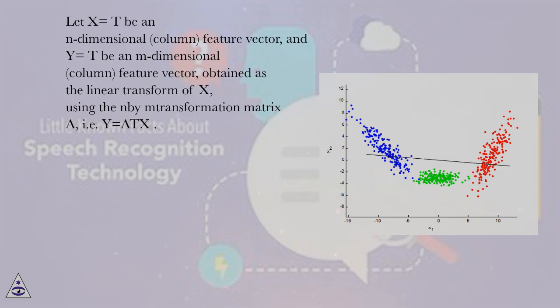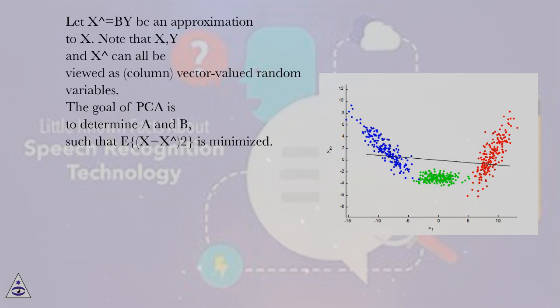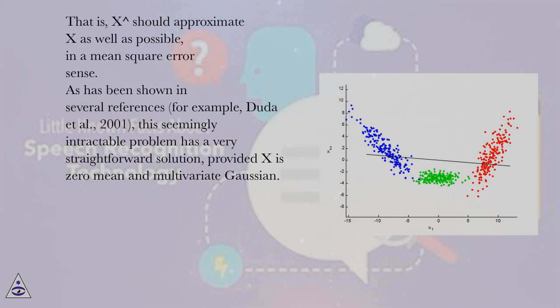Let x be an n-dimensional column feature vector, and y be an m-dimensional column feature vector, obtained as the linear transform of x, using the transformation matrix A, i.e., y = A^T x. Let x-hat = By be an approximation to x. Note that x, y and x-hat can all be viewed as column vector-valued random variables. The goal of PCA is to determine A and B such that E[||x - x-hat||^2] is minimized. That is, x-hat should approximate x as well as possible, in a mean square error sense.